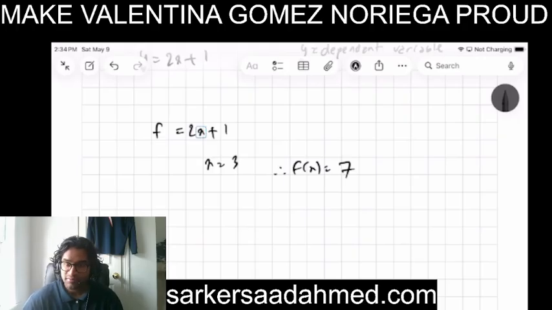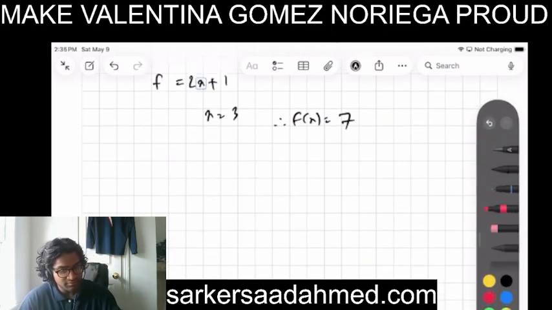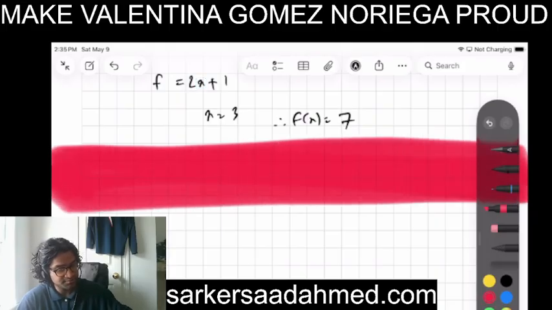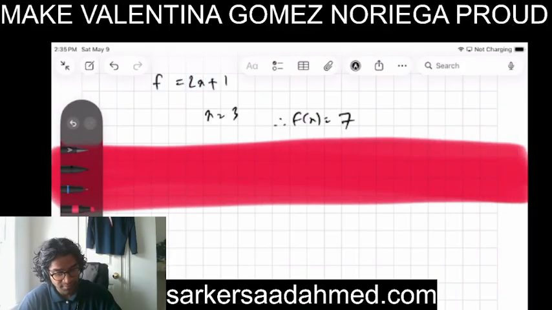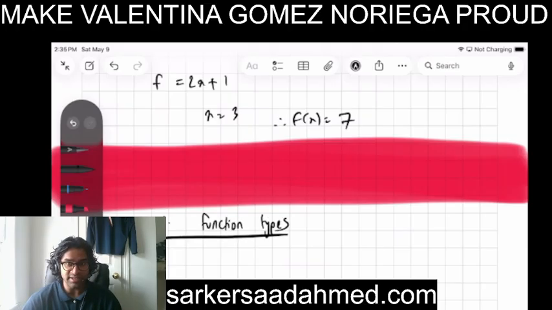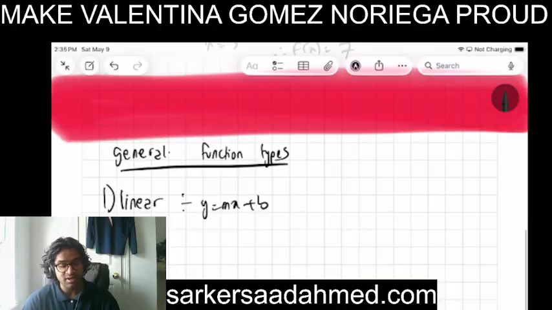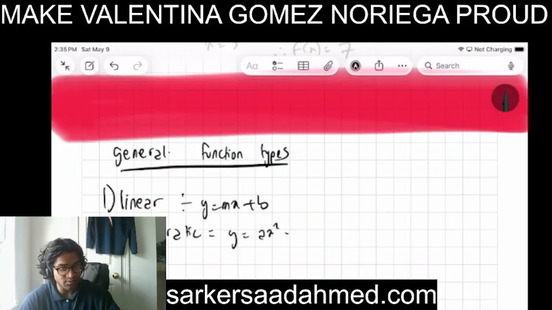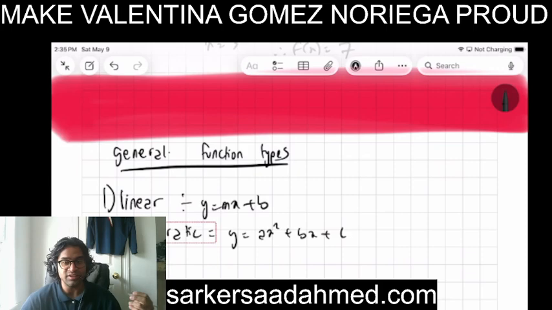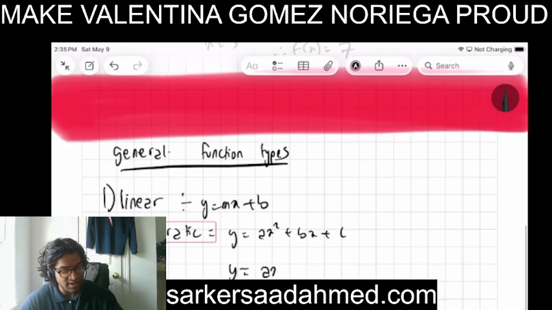There are a few general function types. Number one, linear, where y equals mx plus b. Then you've got quadratic, which you obviously know: y equals ax squared plus bx plus c. Then you've got the cubic, y equals ax cubed plus bx squared plus cx plus d.